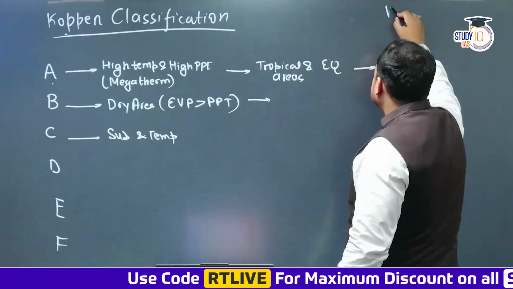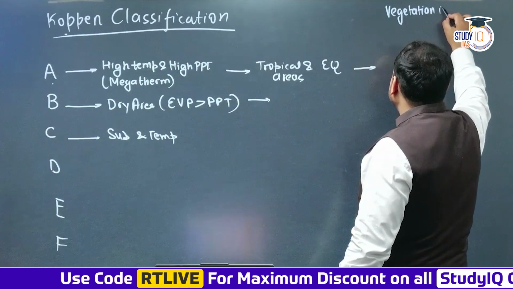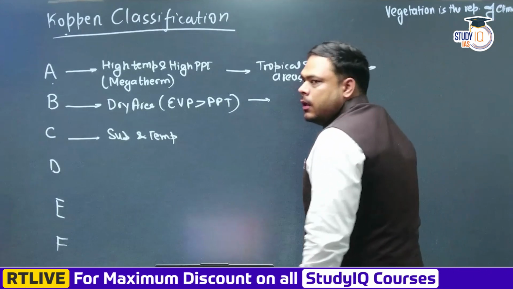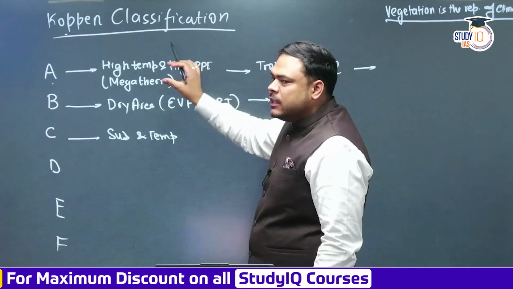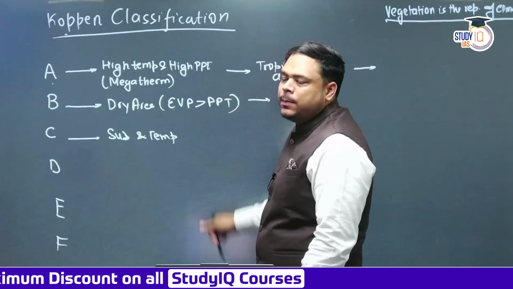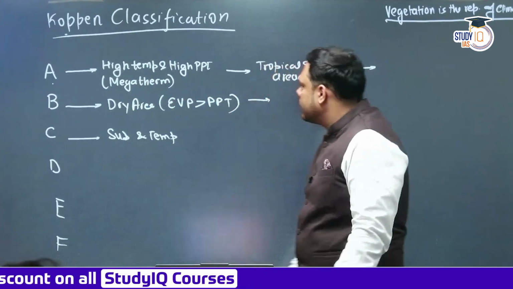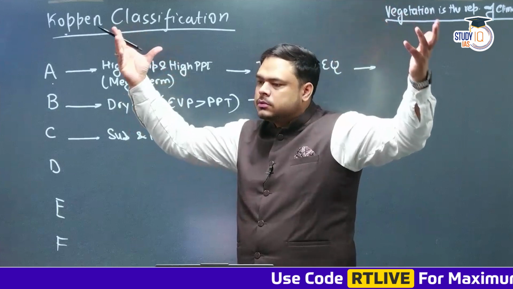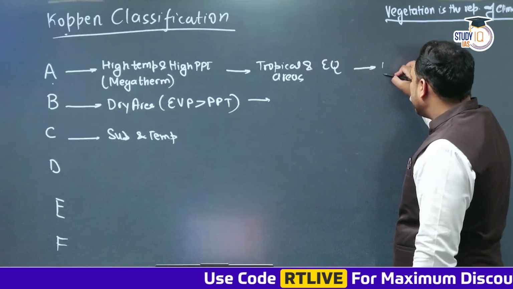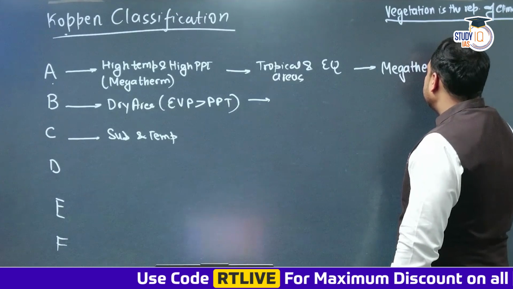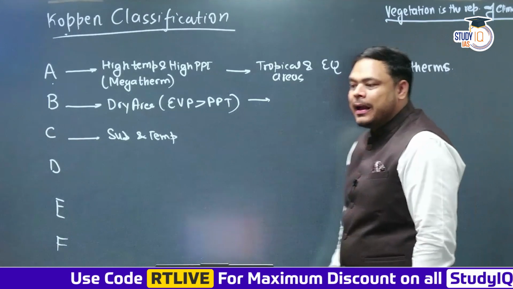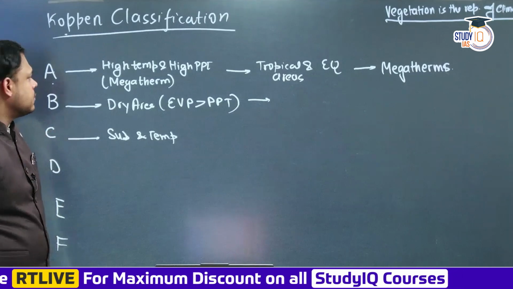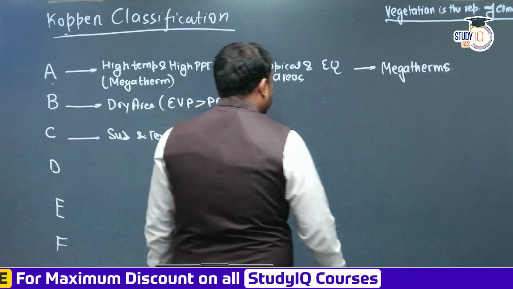So what guys? Koipan says that vegetation is the best representative of climate. Yes or no? Now, the trees and the vegetation which has high temperatures and high precipitation throughout the year, will they have any problem? No. So you have luxurious growth, huge trees, green. So he called that megathermic vegetation. Means those plants that are adapted to high heat and high precipitation, water. Dry areas, what guys?